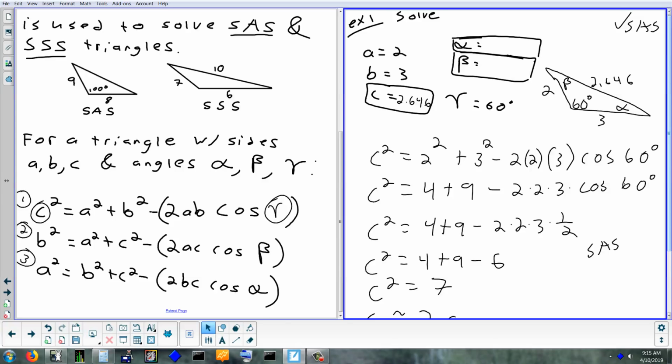2.646. What other triangle is it now? It's more than side angle side. Yeah, it's now a side, side, side, which is still what law? Still law of cosines. It's one other kind of triangle too. Yep, we got that one.